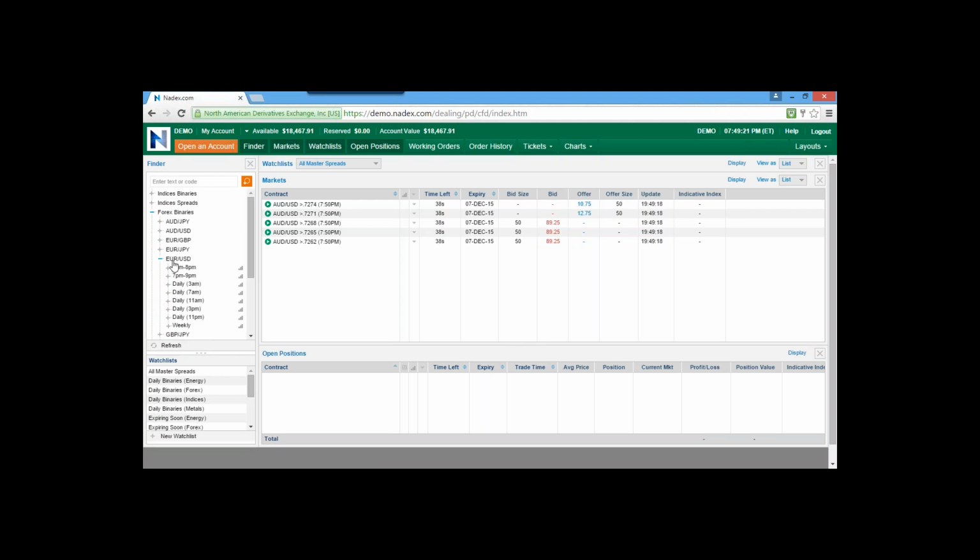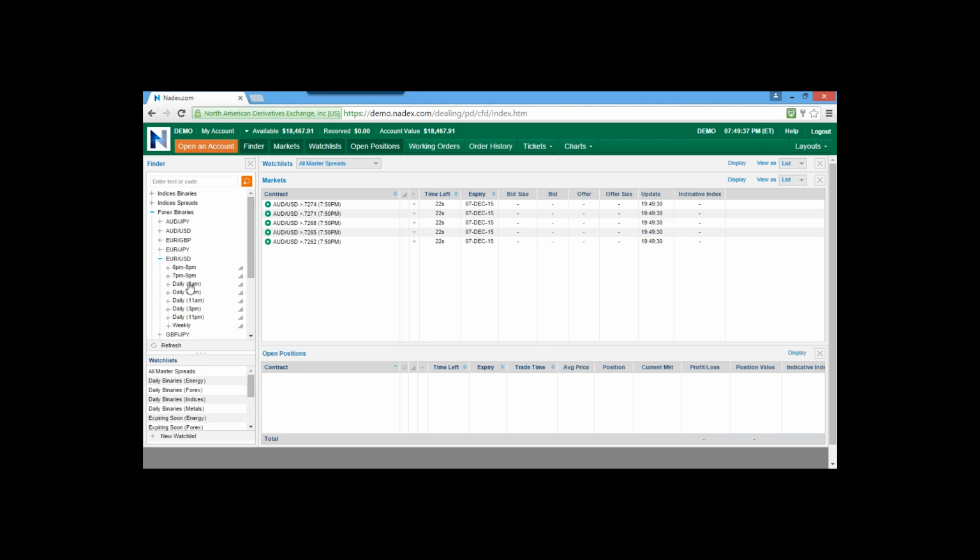binaries that we showed before, 6 p.m. to 8 p.m. Every hour a new one will come out, 7 p.m. to 9 p.m. So there's binaries that are 2 hours. There are 20-minute binaries on the U.S. stock indexes during the day.